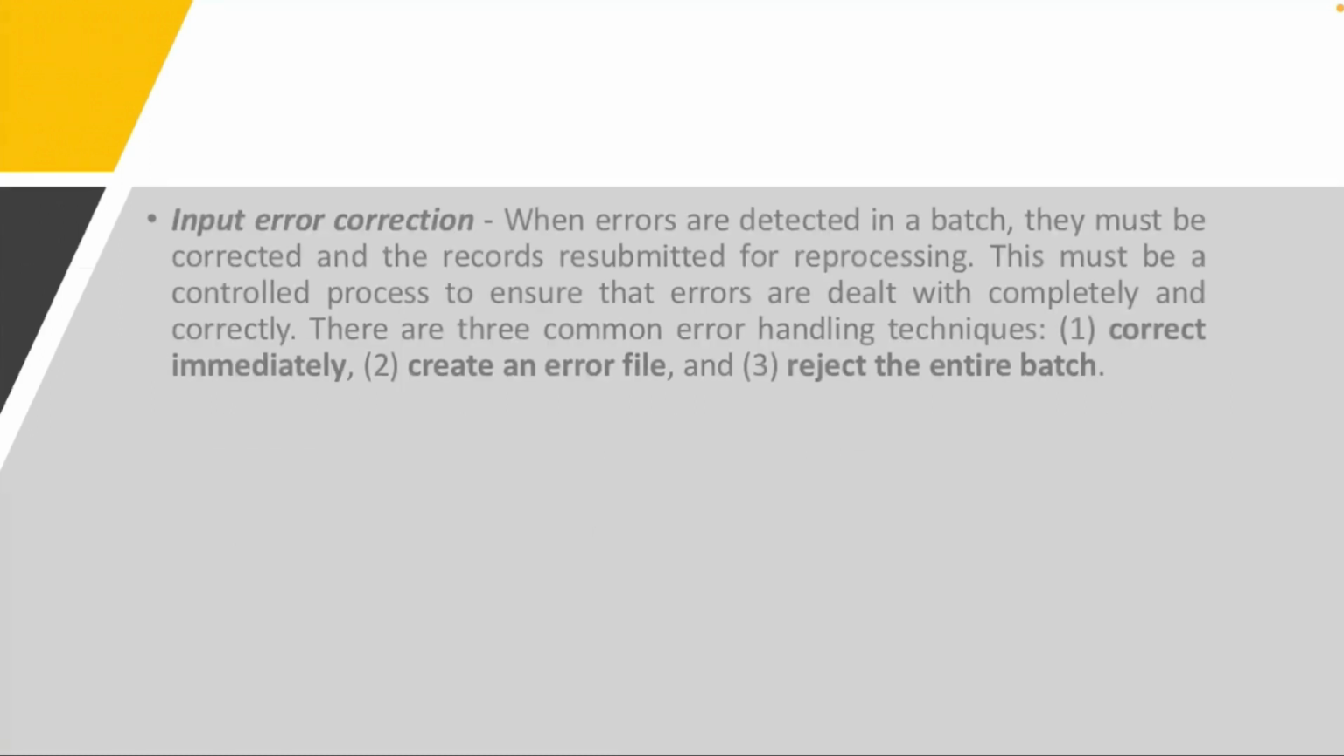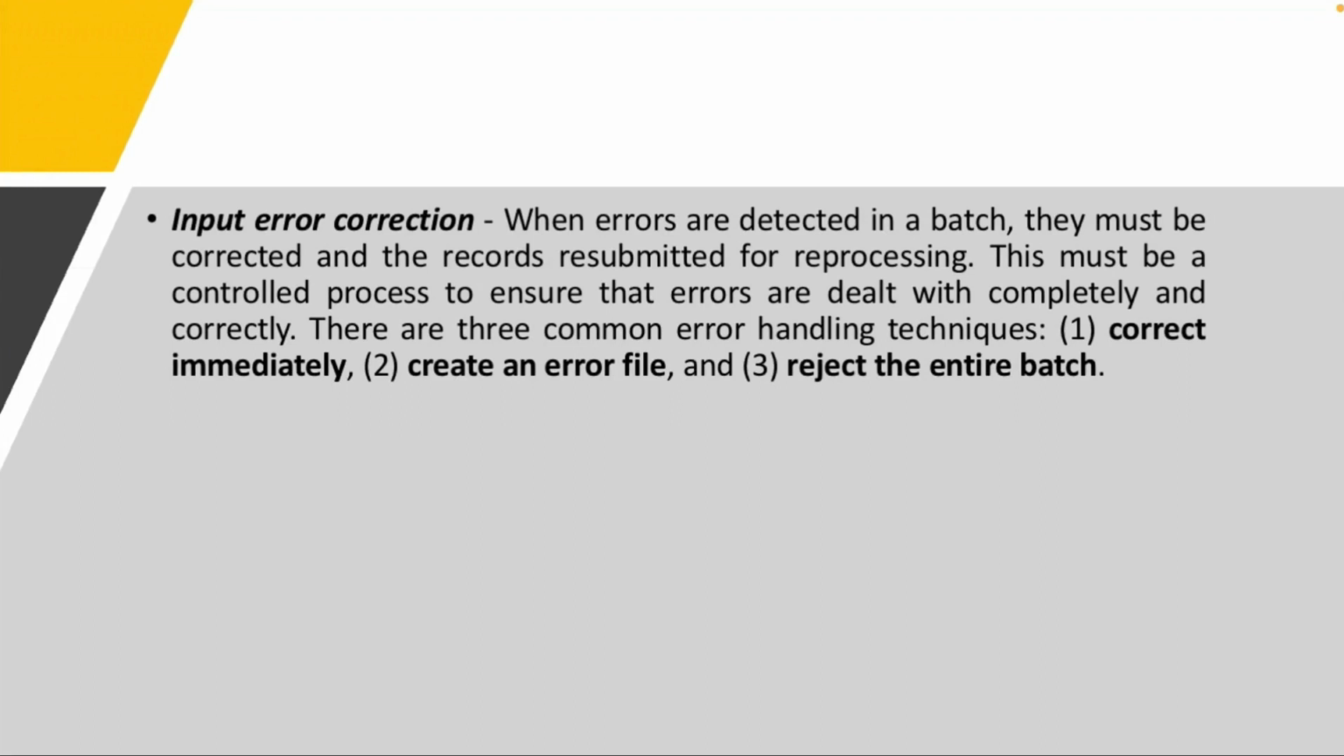For input error correction, when errors are detected in a batch, they must be corrected and the records submitted for reprocessing. This must be a controlled process to ensure that errors are dealt with completely and correctly. There are three common error handling techniques. First is to correct immediately, then create an error file, and lastly, reject the entire batch.